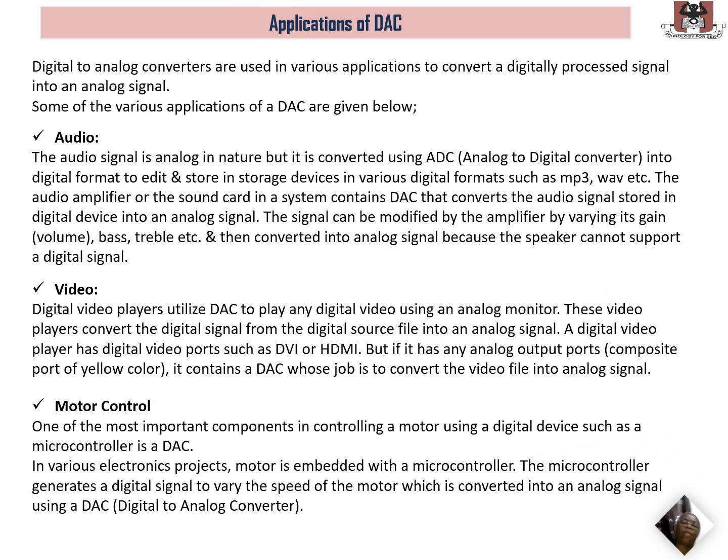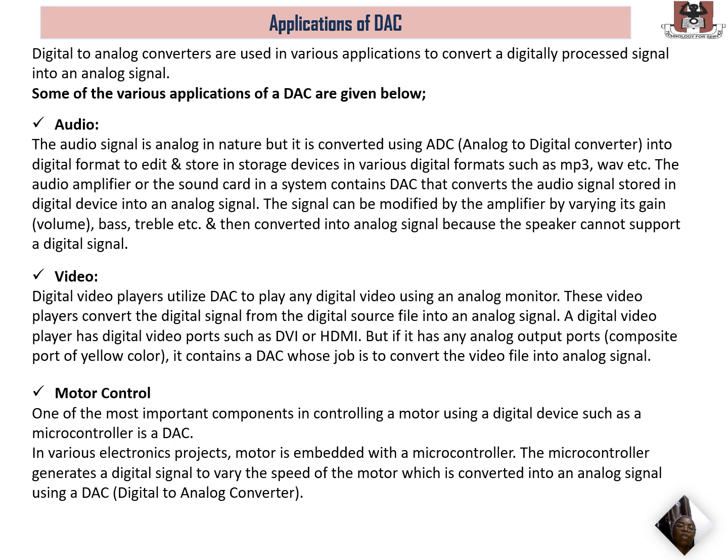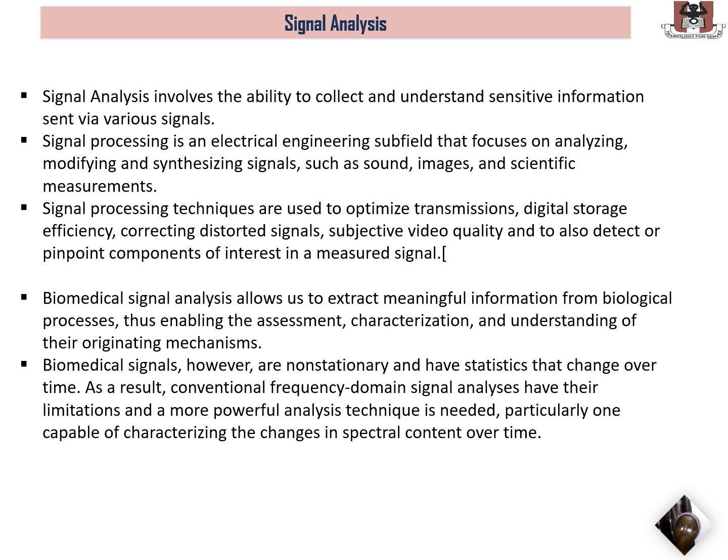So we have the applications of a digital to analog converter. We can use it in audio, converting the digital audio signal into analog form, and after that it can be converted back. We can use it in video. A digital video player has digital video ports such as DVI or HDMI, so it can also be converted from digital to analog signal. We can also see it in motor control.